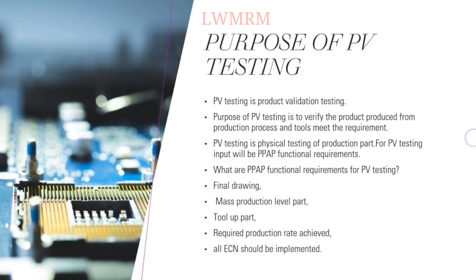Part validation testing is product validation testing. The purpose of part validation testing is to verify that the product produced from the production process and tools meets the requirements. Part validation testing is physical testing of production parts. For part validation testing, the input will be the functional requirements. Design verification test and part validation test difference. What are the functional requirements for part validation testing? Final drawing, mass production level part, tool up part, required production rate achieved, all ECNs should be implemented.